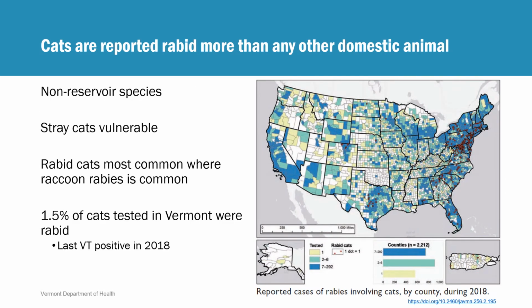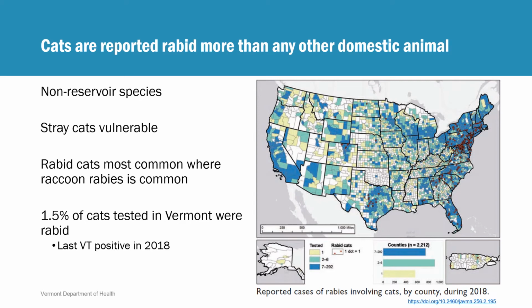Although cats do not maintain the virus's reservoirs like dogs, cats are reported rabid more often than any other domesticated animal in the United States. Stray cat populations are particularly vulnerable because of their low vaccination rates and frequent encounters with wildlife. In the United States, rabid cats are most common in places where rabid raccoons are common. So that includes along the eastern seaboard.